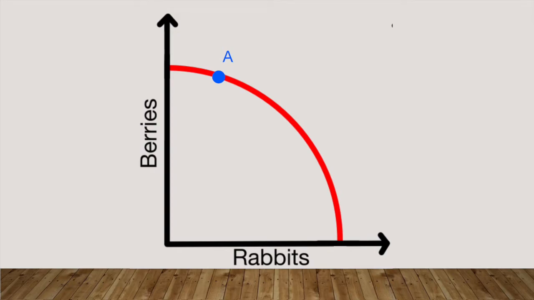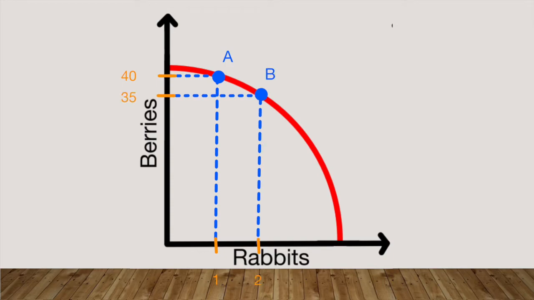Let's say at point A, if we devote most of our energy to getting berries and the rest to catching rabbits, we get 40 berries and 1 rabbit. However, let's say tomorrow we decide we want more rabbits, so we spend more time catching rabbits and less time getting berries. Let's say today we can get 2 rabbits and 35 berries.